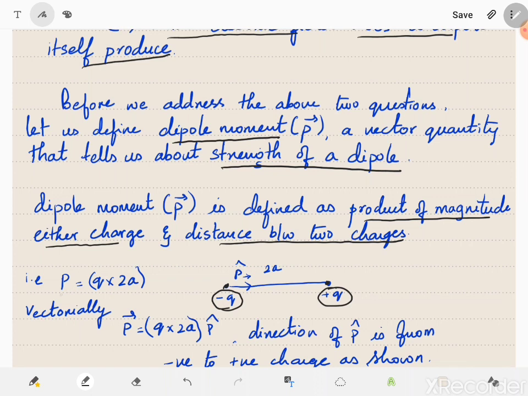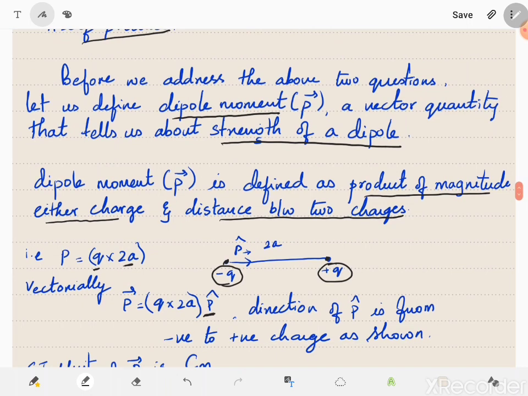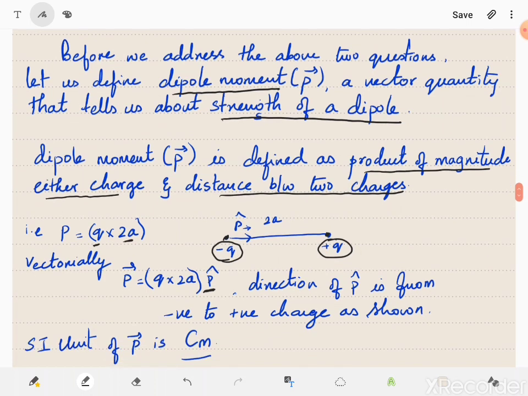So the dipole moment vector is defined as the product of the magnitude of either charge, that is q, and the distance, which is 2a. Vectorially, we may write this as q into 2a in terms of p cap. This p cap is a unit vector which gives us the direction of dipole moment. By convention, the direction of the dipole moment vector is always chosen from negative charge to positive charge. As you can see here, the dipole moment vector points from negative charge to positive charge.